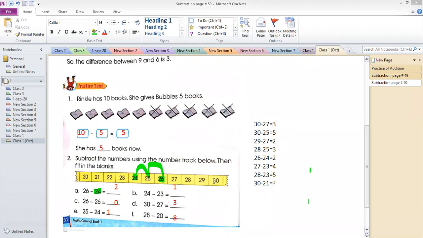This is 30 and you want to reach 21. You go one step back. 29, 2, 3, 4, 5, 6, 7, 8, and 9. To reach 21, you go 9 steps back. So 30 minus 21 equals? 9. Very good.